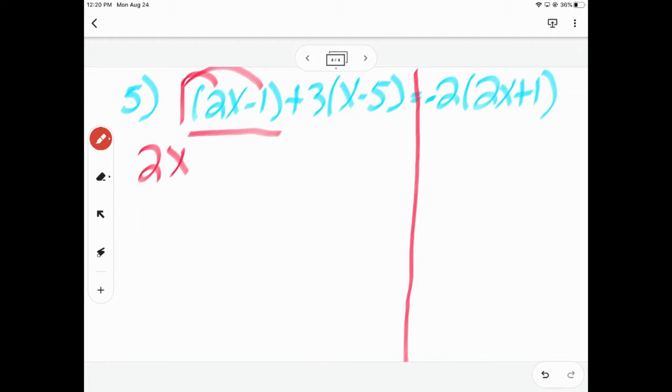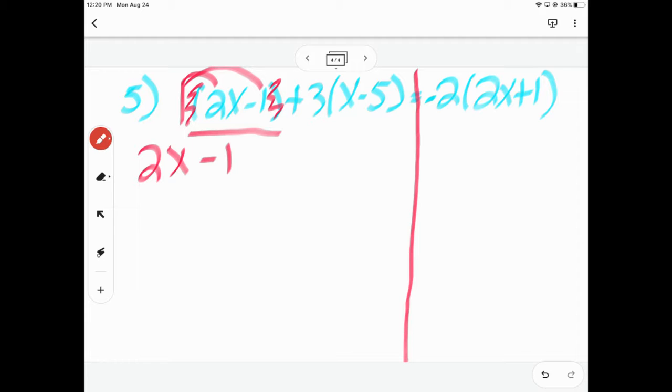1 times 2 is just 2. What is 1 times -1? It's still -1. Okay, so we actually can just drop these parentheses right here. We could have just ignored them because there's no other number other than 1 sitting in front of them.